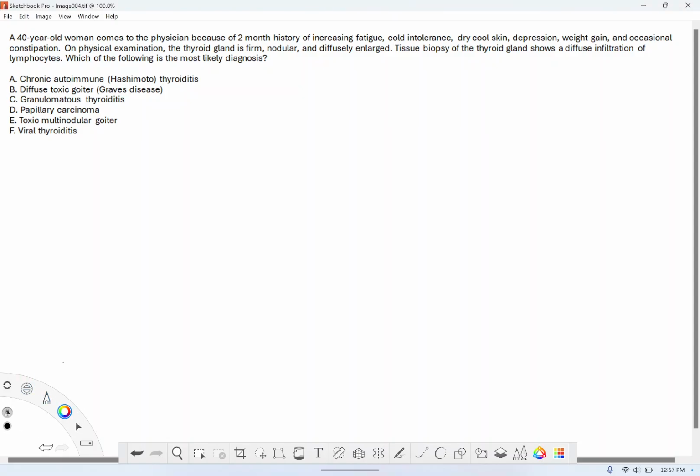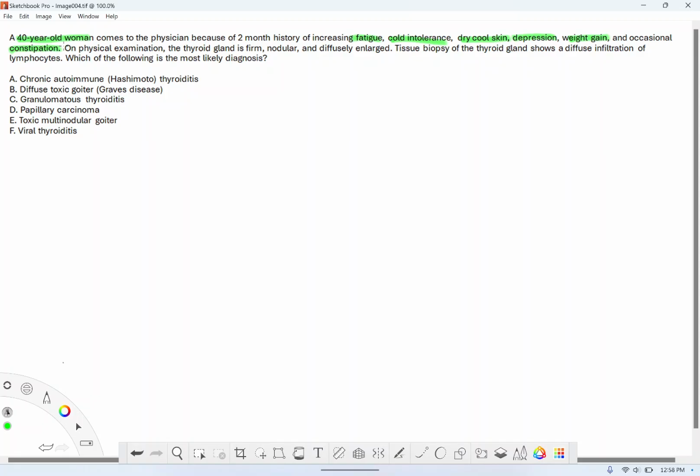Okay, so next question. The question says a 40-year-old woman comes to the physician because of a 12-month history of increasing fatigue, cold intolerance, dry cool skin, depression, weight gain, and occasional constipation. This constellation of symptoms in a 40-year-old female should immediately make you think of hypothyroidism.